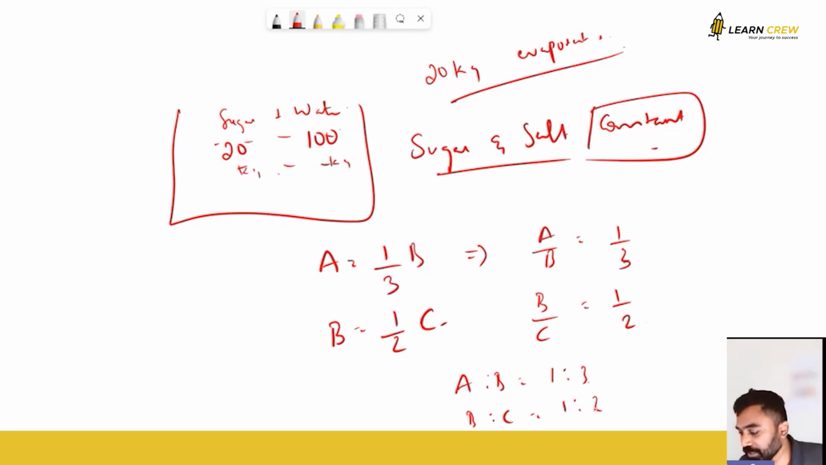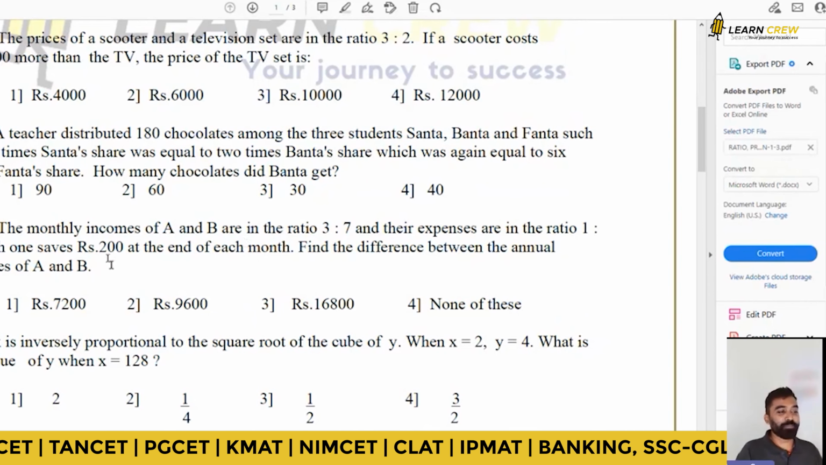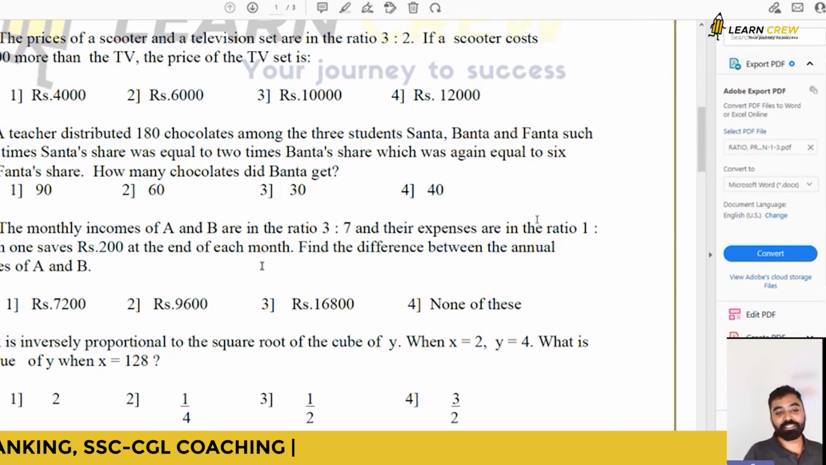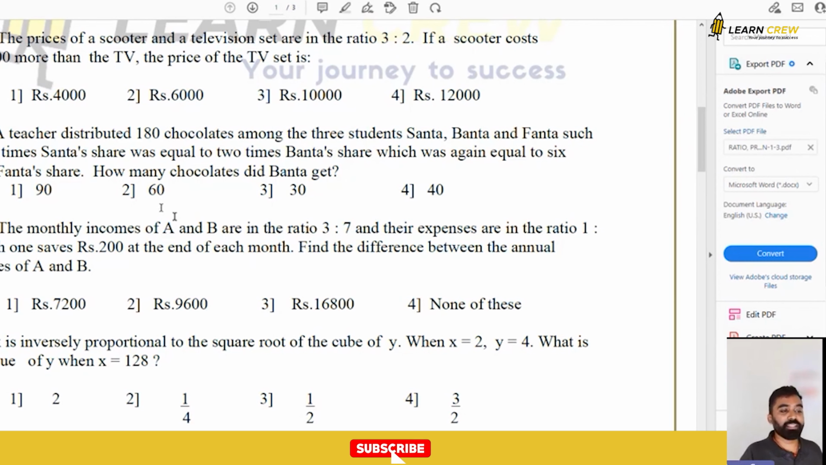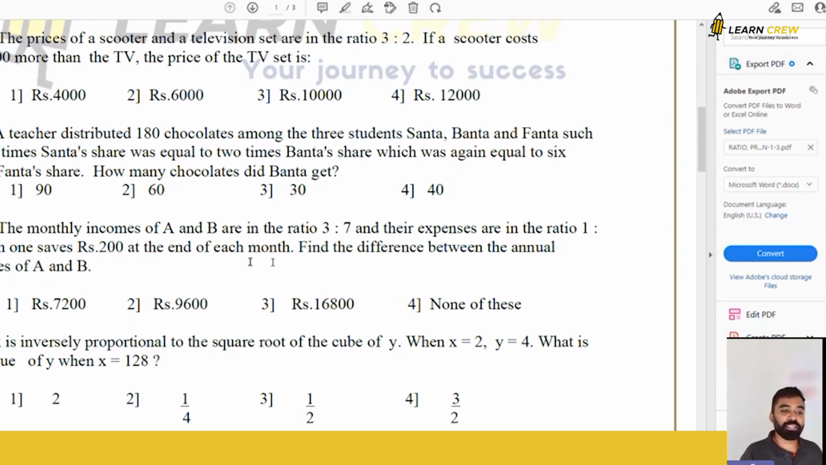These type of questions might come, or you might be having questions like this. The seventh question. The monthly incomes of A and B are in the ratio 3 is to 7 and their expenses are in the ratio 1 is to 3. Each one saves 200 at the end of each month. Find the difference between annual incomes of A and B. Now, what have they asked? Savings are all rupees 200. They are asking the difference between the annual incomes of A and B.